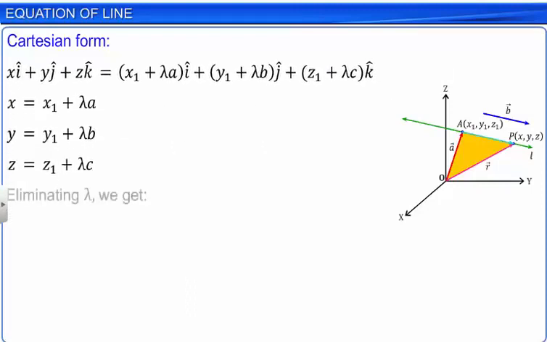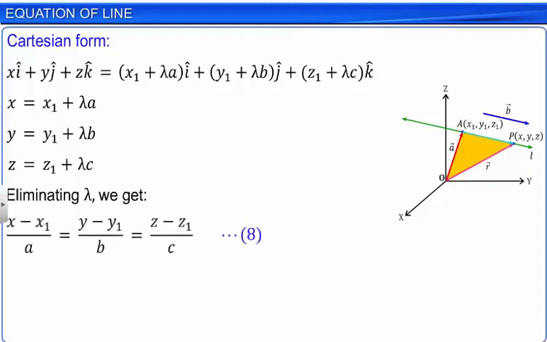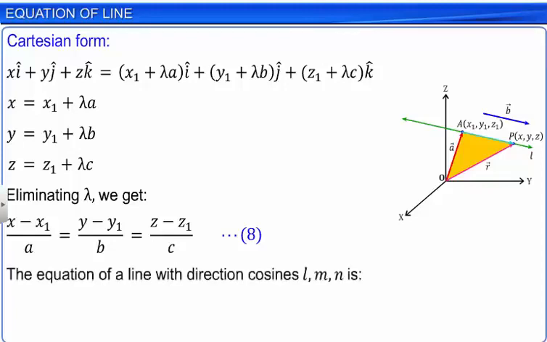Eliminating lambda from the equations for x, y and z, we get equation 8, which is the Cartesian equation of a line that is parallel to a vector having direction ratios a, b, c and passes through the point x1, y1, z1. If l, m and n are the direction cosines of the line, then the Cartesian equation of the line is of the form as shown.